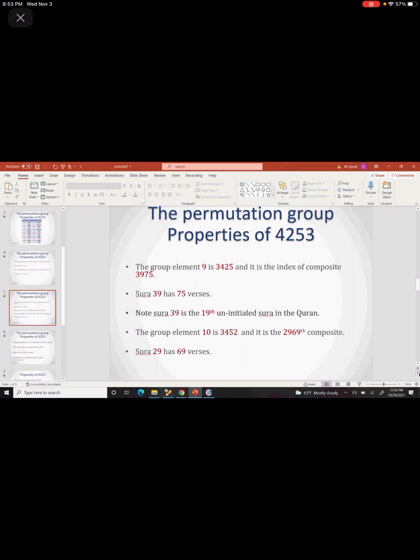Okay. Group element number 10 is 3452, and it is the 2969th composite, and Surah 29 has 69 verses. Can you imagine that?